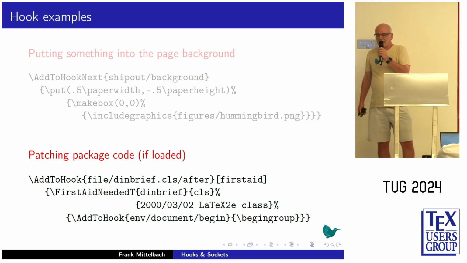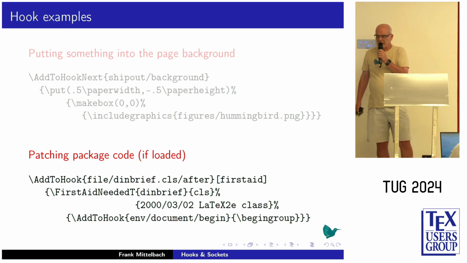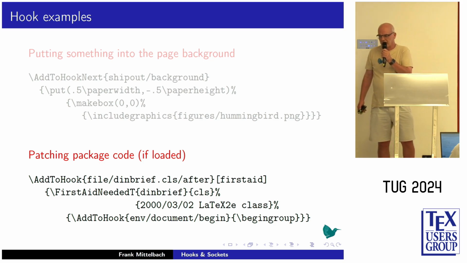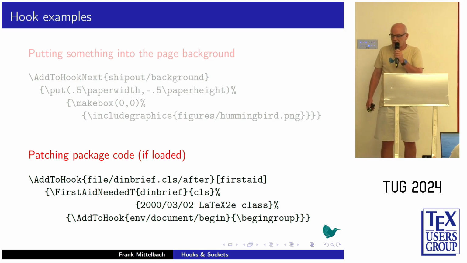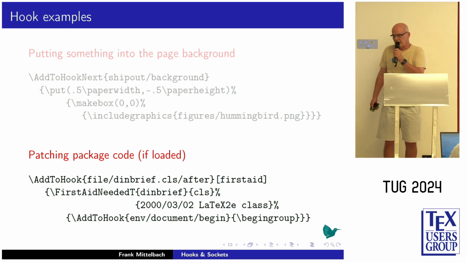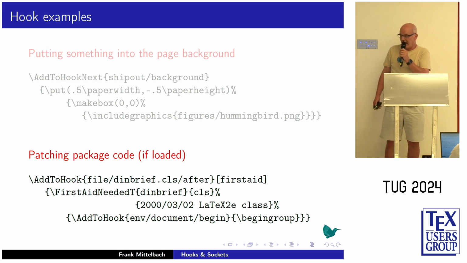Another example is fixing packages or fixing code if a package gets loaded. We have a class, or class file in this case. We have a class, deanbrief, from Germany that is, I don't know, from the early 90s or even older. Last time changed in 2000. And it is no longer compatible with LaTeX because it is missing a begin group, or it adds one too many.